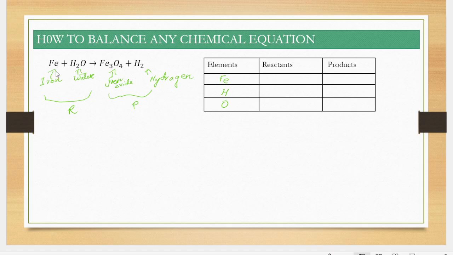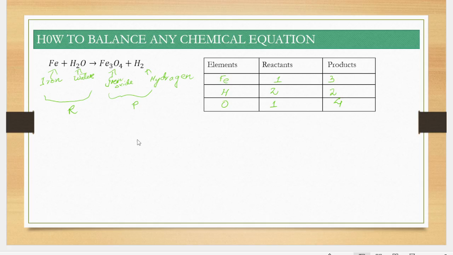Now, you see the numbers of atoms present on the reactant side. So, how many atoms of iron are there? 1. Next, how many atoms in hydrogen? 2. Oxygen, 1. Same way, on the product side, see the numbers of atoms: iron is 3, hydrogen is 2, oxygen is 4. Now, look at the chart very carefully. Are the numbers of atoms on the reactant and product sides equal? No, it is not equal.